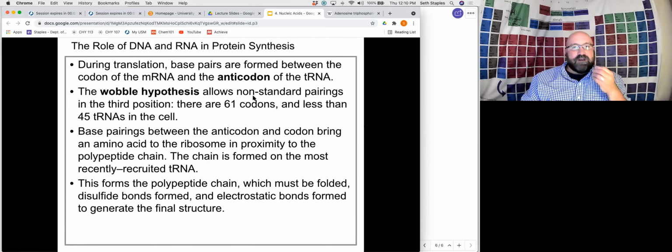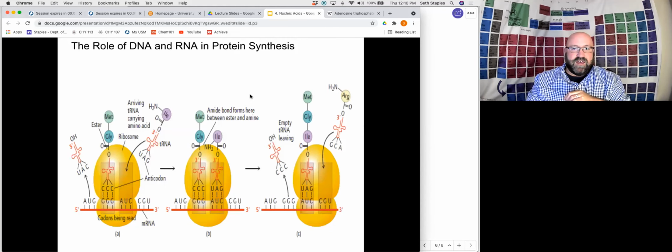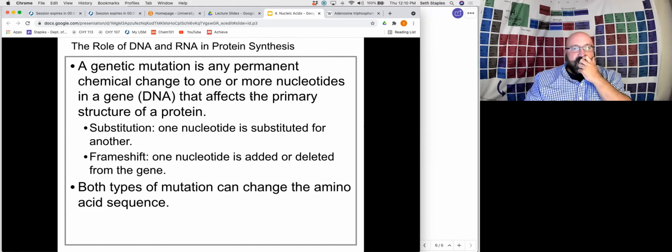During translation, base pairs end up being formed between the codon of the messenger RNA and the anticodon of the tRNA. We have something called the wobble hypothesis, which allows for non-standard pairings in the third position. We're not going to worry too much about that. Actually, we're not going to worry too much about anything else on this slide. We've already sort of gone over this diagram here. And so this does bring us to mutations.